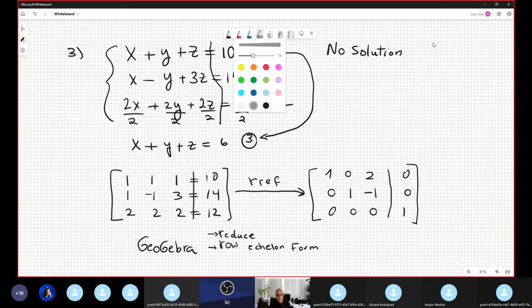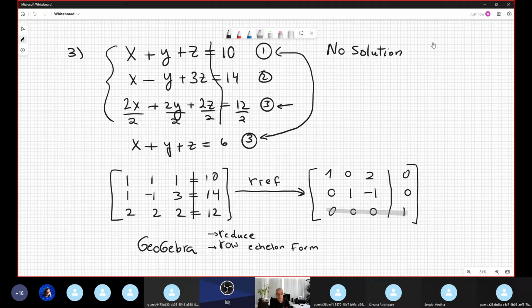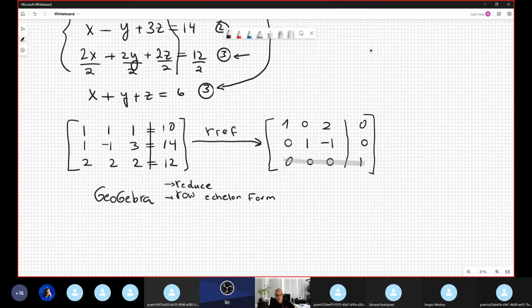So you see the last row, you see a contradiction. When you translate this to the equation, remember this is the column of x, this is the column of y, this is the column of z, and this is the right-hand side numbers. You see 0x plus 0y plus 0z is equal to 1. And 0 times any variable cannot equal 1, this is a contradiction. Therefore, the implication is no solution.